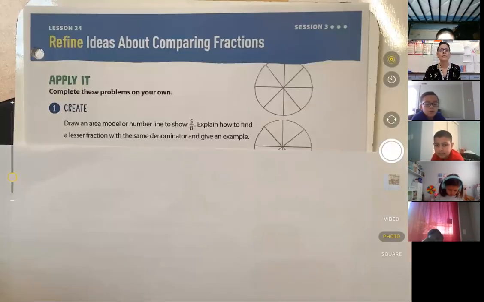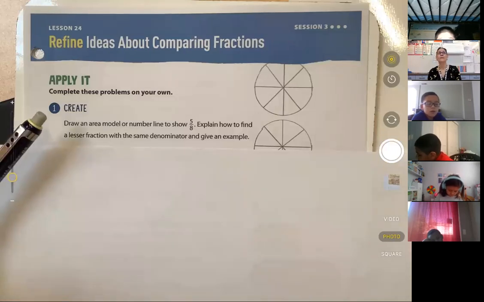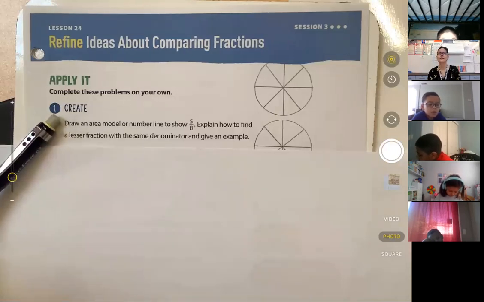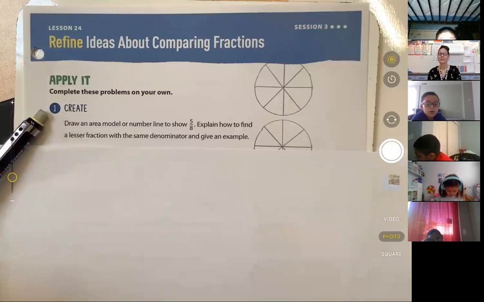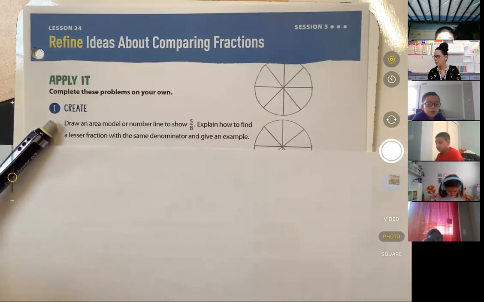All right, everyone. What you are seeing on your screen right now is page 531, lesson 24, session 3. We're going to continue on with this idea about comparing fractions. Please take a look up at the top where my pencil eraser is pointing, where it says create. You can predict what we're going to do here simply by the word. It says to draw an area model or number line to show 5/8.